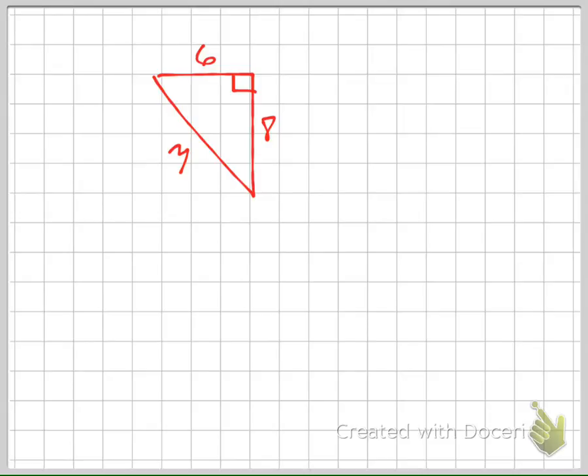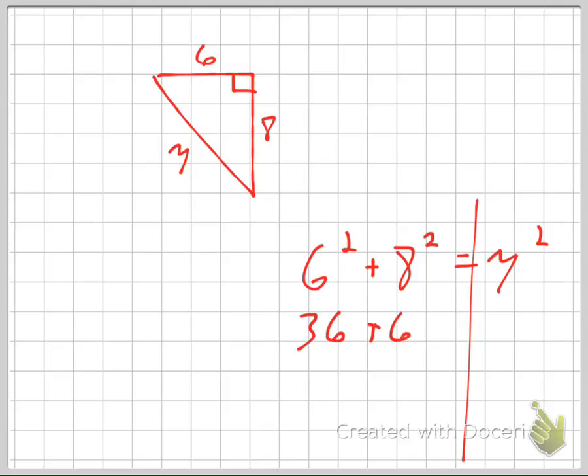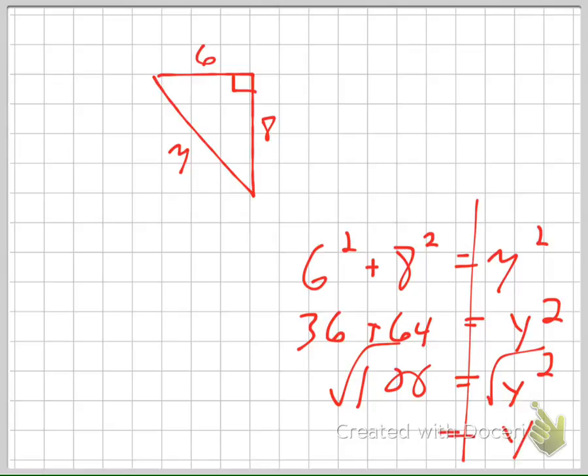All right, so very quickly, a squared plus b squared equals c squared. Which one's a? 6 or 8. So 6 squared plus 8 squared equals y squared, right? Line up the equal sign. 36 plus 64 equals 100. Equals what? Y squared. And then you go 100 equals y squared. What do I do to get y by himself? Square root, y equals 10.